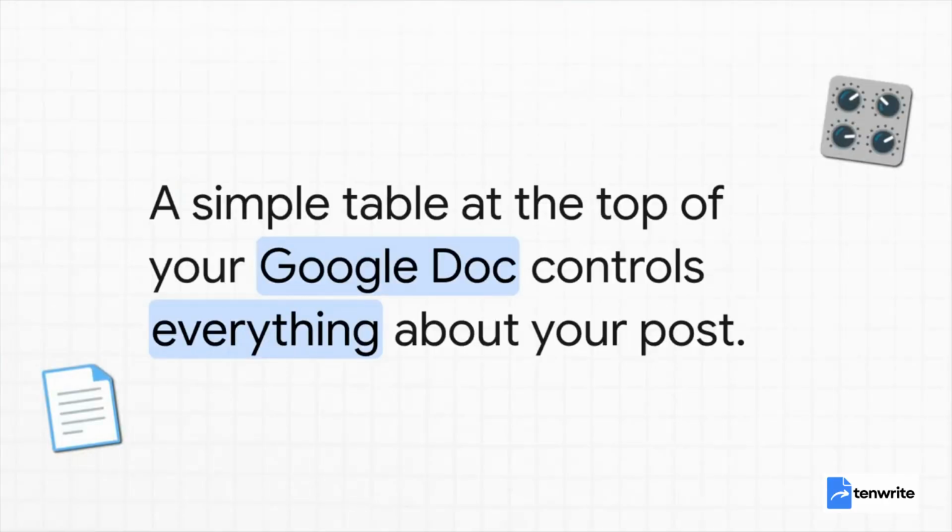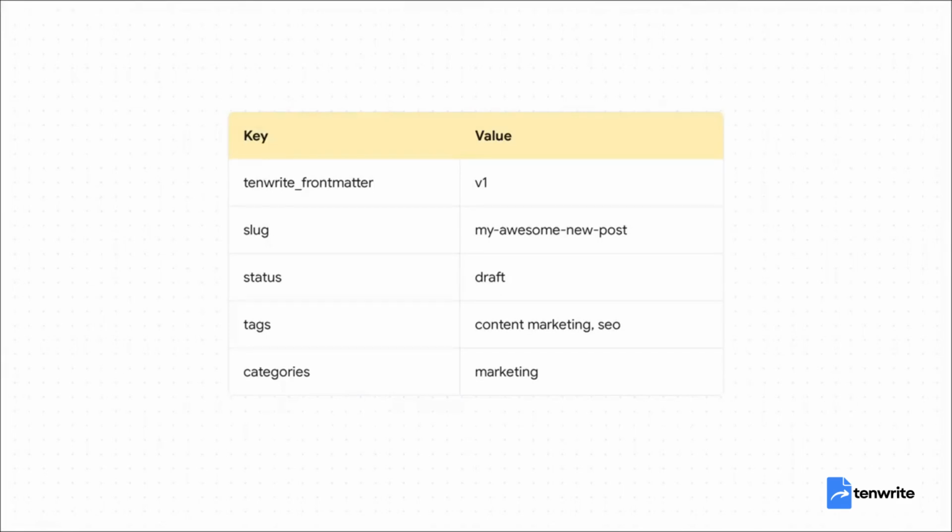The answer is something they call the front matter system. And the idea is kind of brilliant. Basically, the control panel for your blog post lives right inside the Google Doc itself, just in a little table at the top. You never have to leave your document to manage all the publishing details. And here's what that actually looks like. It's just a simple 2-column table. You can see right here how easy it is to set things like the URL slug, the status, maybe you want it to be a draft, the tags, the categories. You just type it in. Tenwrite reads this table and applies all those settings for you. It's complete metadata control, and you never even have to look at the WordPress dashboard.